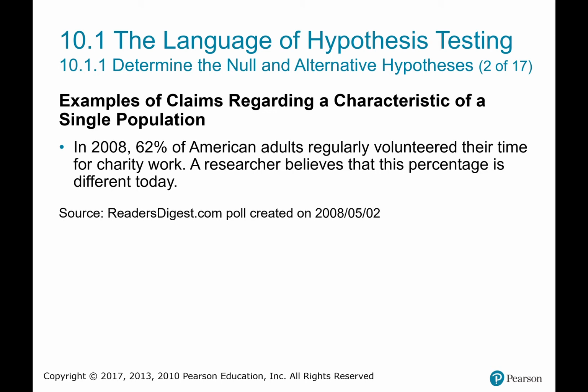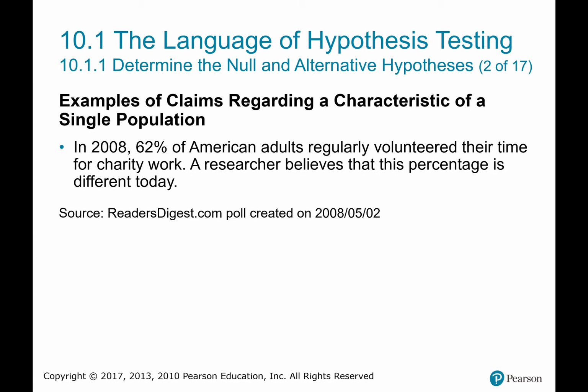Examples of claims regarding a characteristic of a single population. In 2008, 62% of American adults regularly volunteered their time for charity work. A researcher believes that this percentage is different today. So, what that means is the null hypothesis here is that we assume, it's called null because there's no change. So we would assume that H naught, which is H sub 0, an H with a little 0, and I'll draw that for you, is equal to 0.62. We always use decimals when we talk about hypotheses.